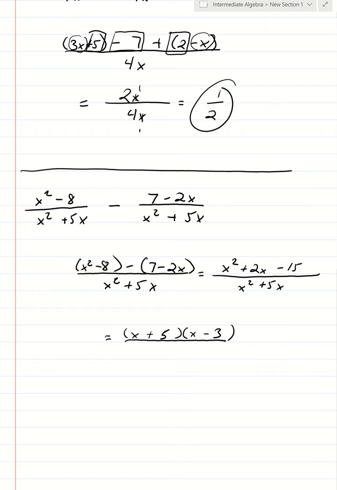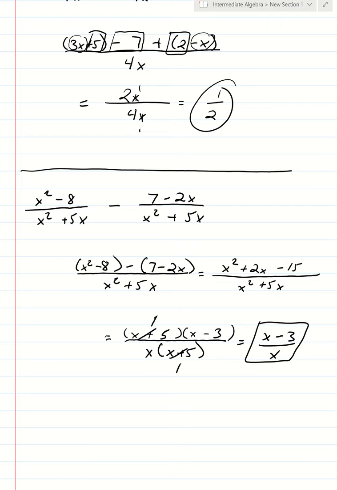The denominator, from a factoring point of view, I could factor out a common factor of x, and in doing so, that would leave me with an x plus 5. And so, the x plus 5 in the numerator and the denominator are the same factor, and therefore they would simplify with one another, leaving me with x minus 3 on the top and an x in the bottom. And that would be your simplified expression.